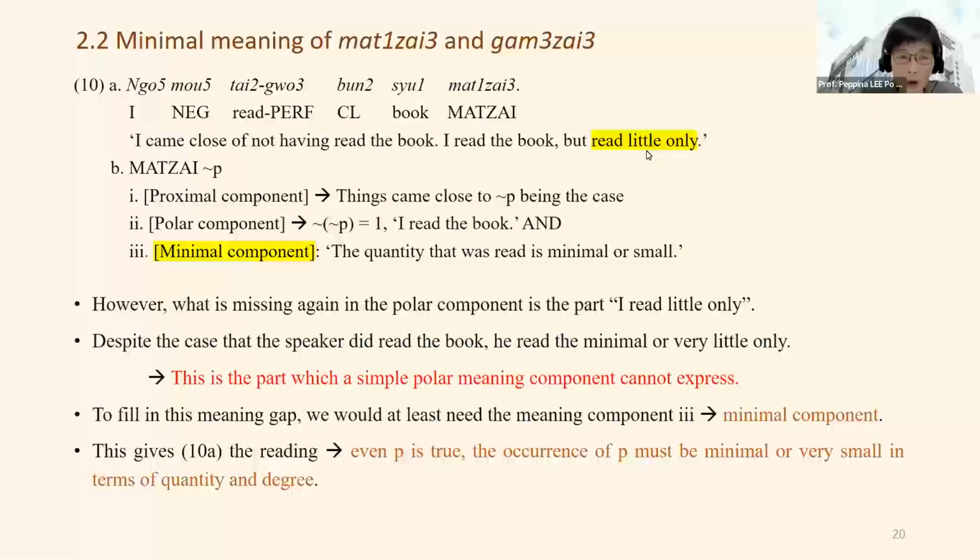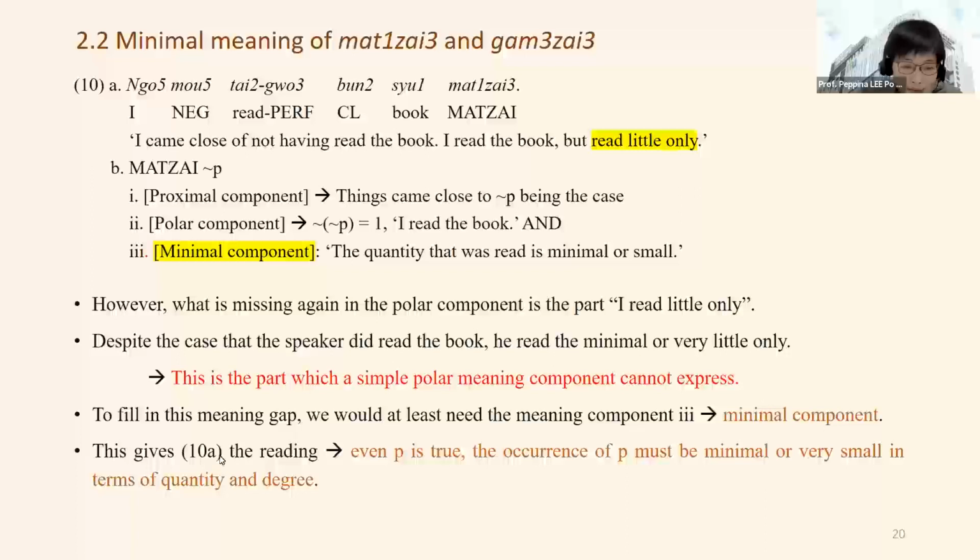I read little only. This additional minimal meaning somehow seems to be occurring in 10A, but the previous analysis of the polar and the proximal component doesn't cover this part, the minimal component. The quantity that was read is minimal or small. In other words, the polar will give the reading that I read the book. The minimal component will require that the reading must be the minimal one, which is the part in red in yellow over here.